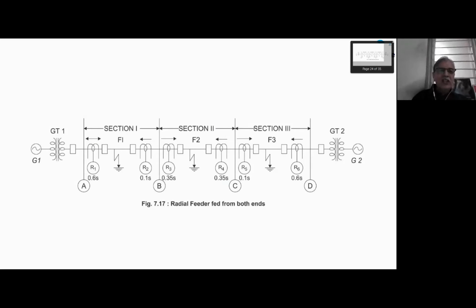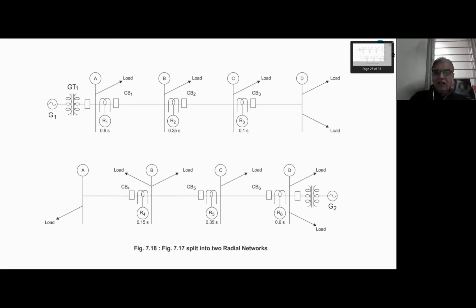So in this case, one can see that there are relays R1, R2, R3, R4. Now this feeder can be divided in two parts. Forget G2, G1 on one side and load at D on another side. Then you can see that my last relay is R5, R3 is going to back up R5 and R1 is going to back up R3. If I see from reverse, that is from D side, then R2 is the last relay, R4 is backing up. So it is like this. I can divide the radial system fed from both ends like this.